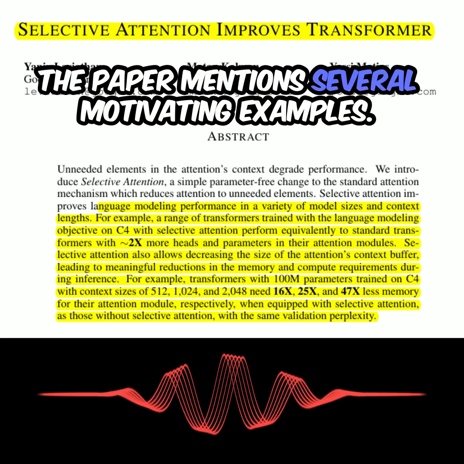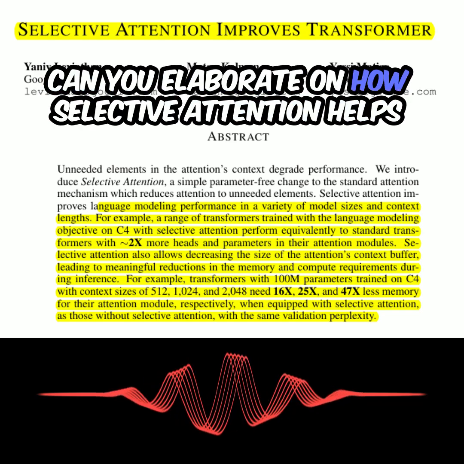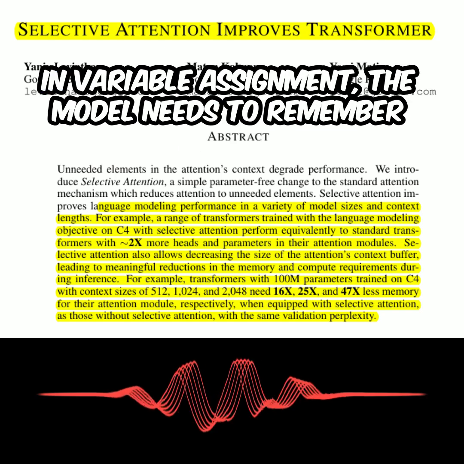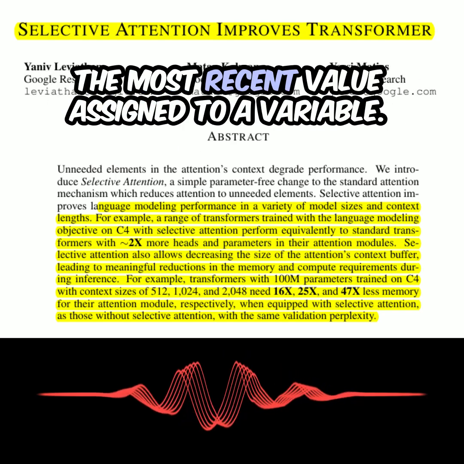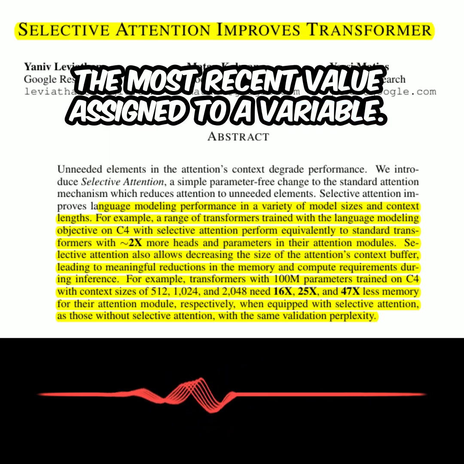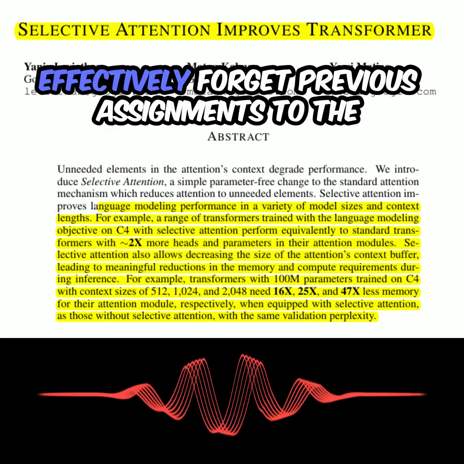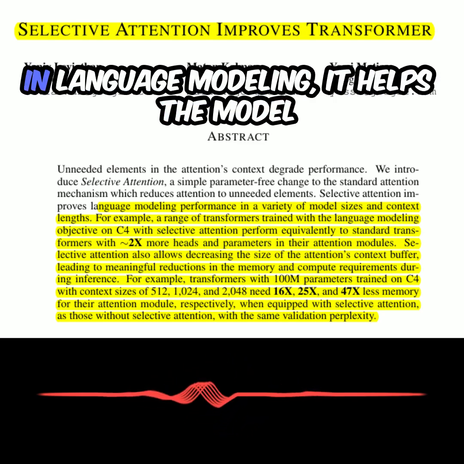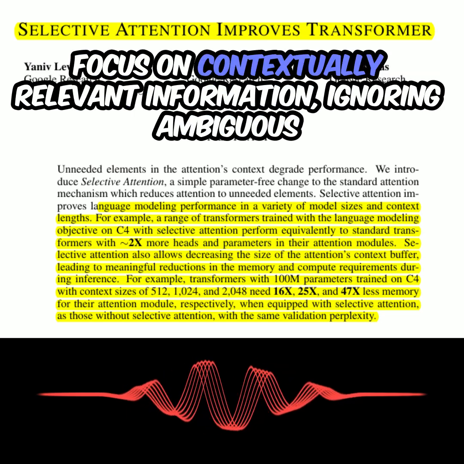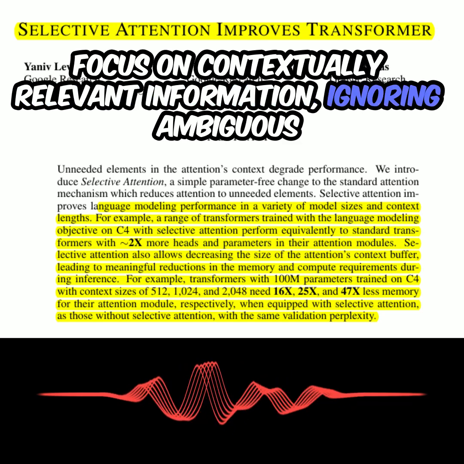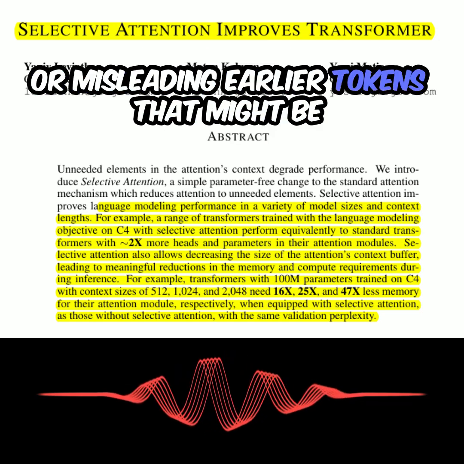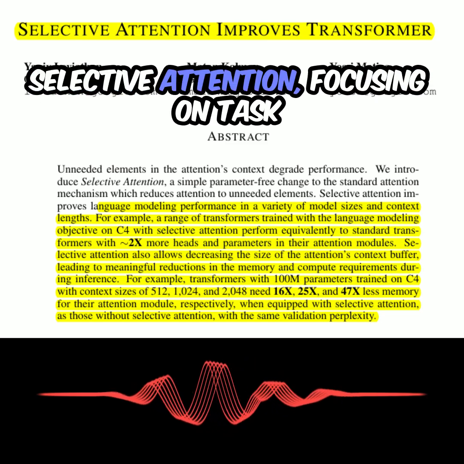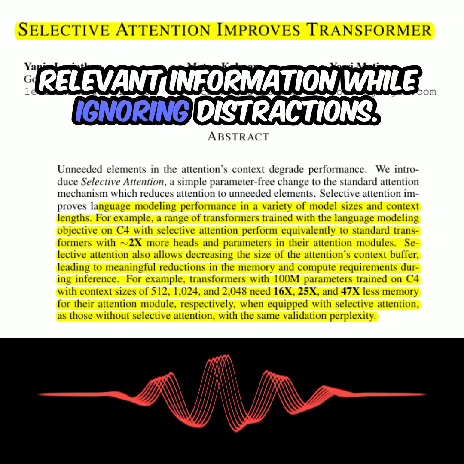The paper mentions several motivating examples. Can you elaborate on how selective attention helps in tasks like variable assignment and language modeling? In variable assignment, the model needs to remember the most recent value assigned to a variable. Selective attention allows the model to effectively forget previous assignments to the same variable, simplifying the task. In language modeling, it helps the model focus on contextually relevant information, ignoring ambiguous or misleading earlier tokens that might be resolved later in the sequence. This is analogous to human selective attention, focusing on task-relevant information while ignoring distractions.